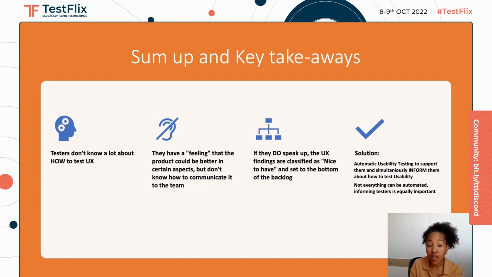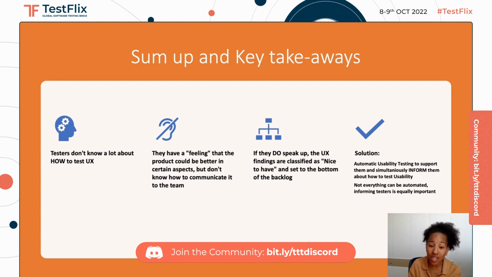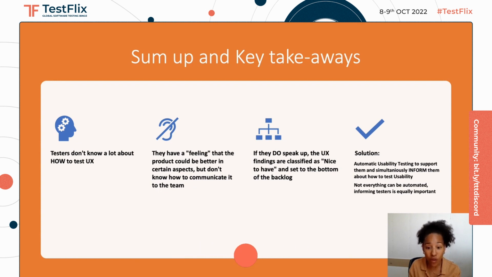But with these heuristics and these tools, they can say, hey, this is really important because it does not apply to this heuristic, and I have tested automatically really quickly, so they don't need a lot of time in their sprint to test these usability heuristics. So the solution is automatic usability testing to support the testers and also inform them about how to test usability, because not everything can be tested automatically.